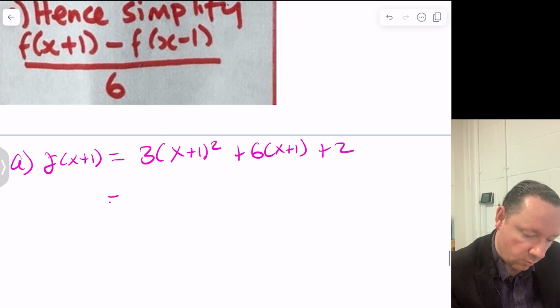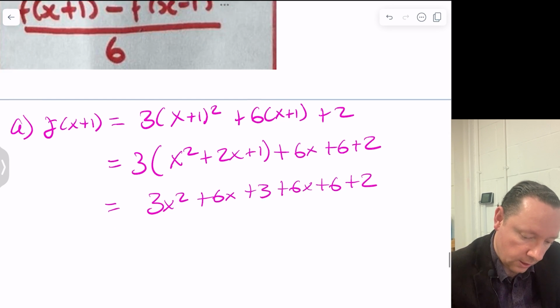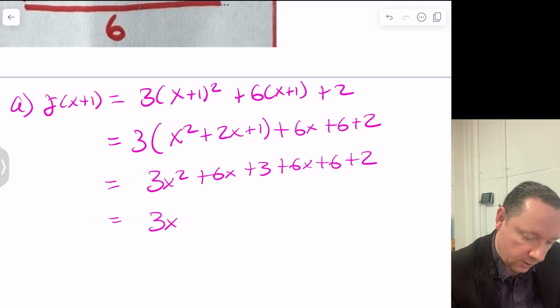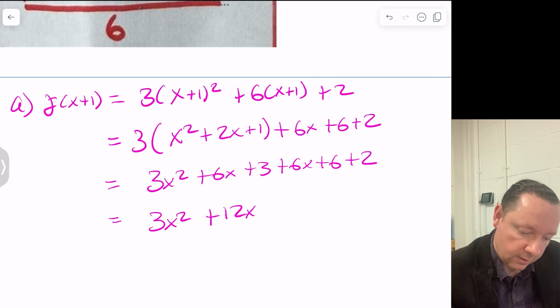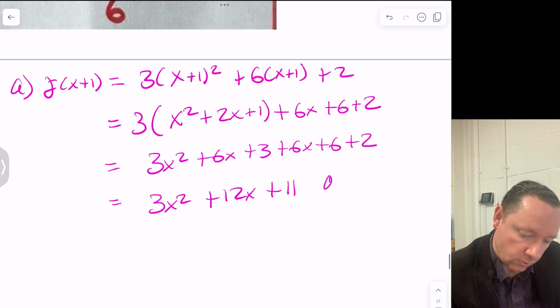Expanding our brackets, we've got 3 times (x squared plus 2x plus 1) plus 6x plus 6 plus 2. That gives me 3x squared plus 6x plus 3 plus 6x plus 6 plus 2. That's 3x squared, collecting the terms, 12x, and 3 and 6 is 9, 10, 11. Is that as required? Yeah, as required.